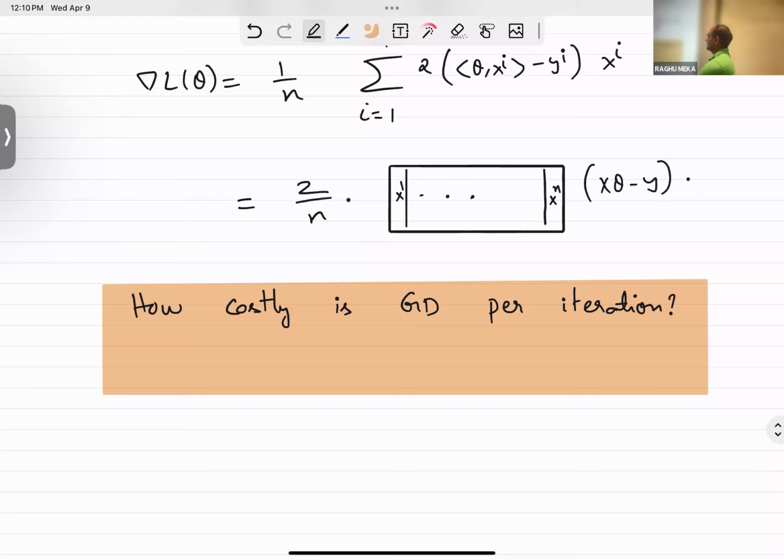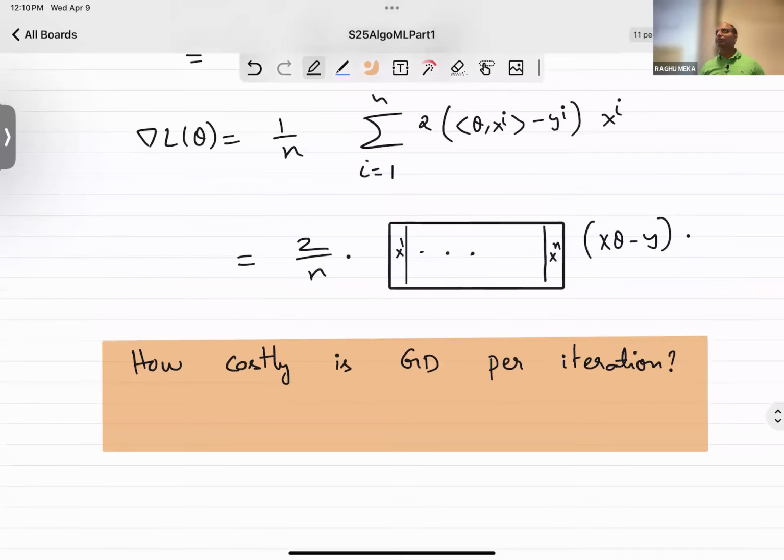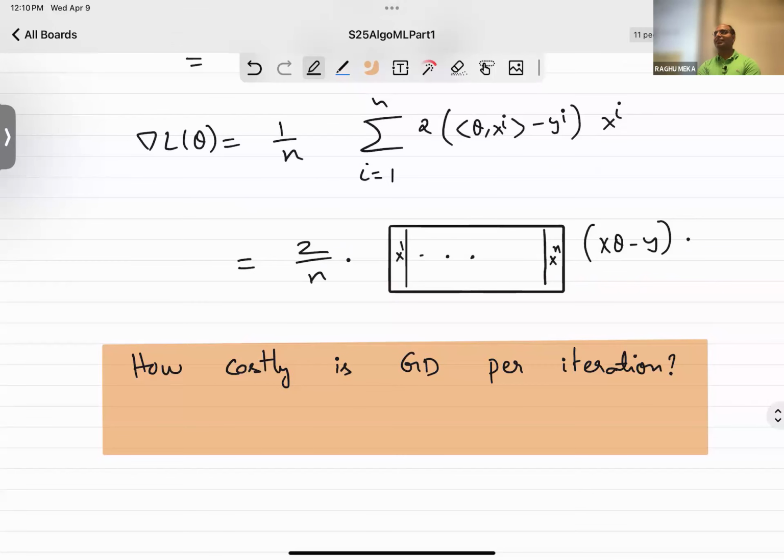So how costly is GD per iteration? A single iteration of gradient descent, how much time would this take here? Any guesses? Let's say we're working in d-dimensional space and you have n featured examples. What would be the cost of GD per iteration? No answers? How long would it take to compute the gradient if I have a d-dimensional problem and n examples?